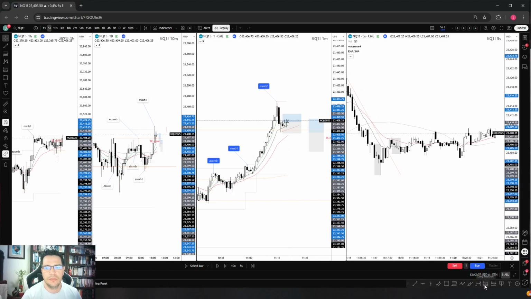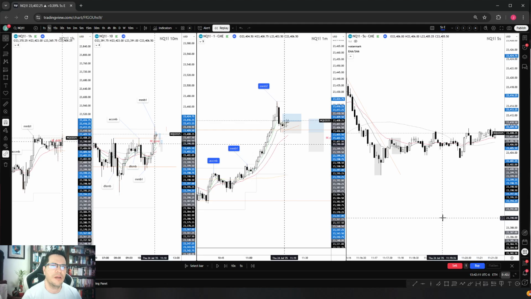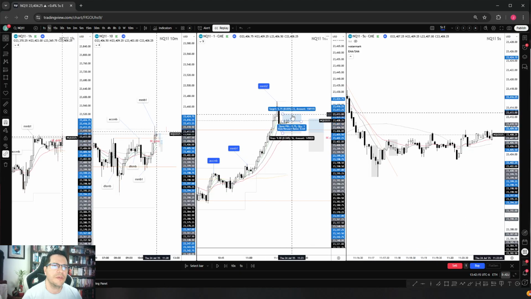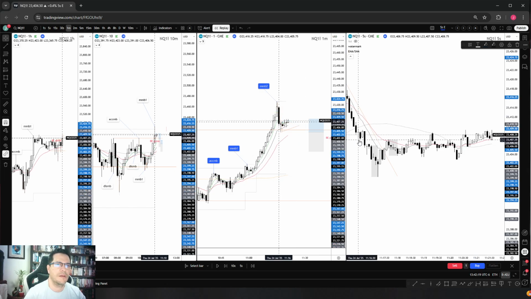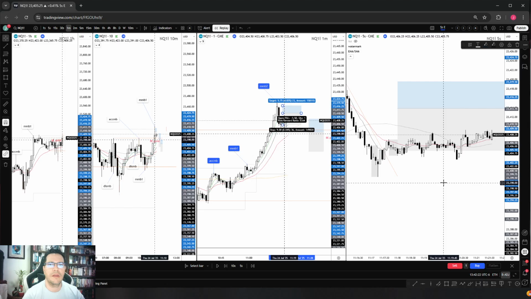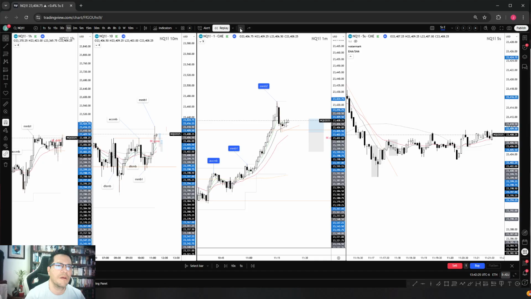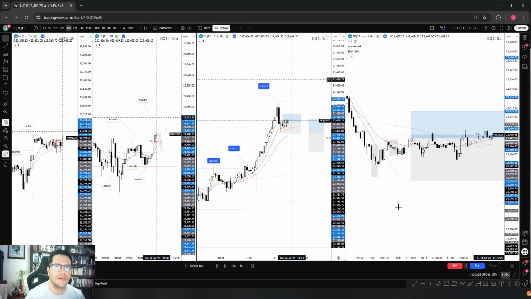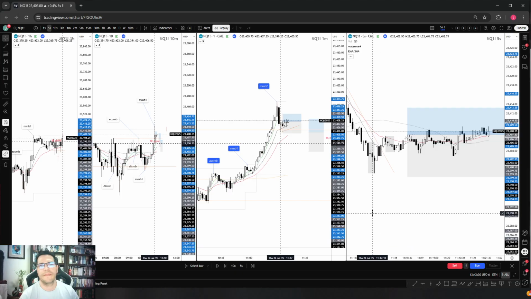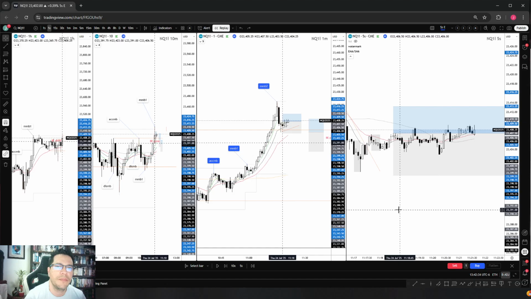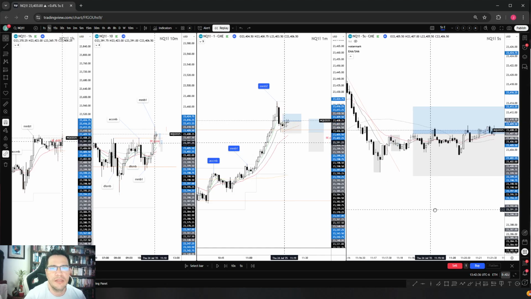So let me draw this. I'm not sure, I believe this was already drawn, but I'm not sure why. Ah, it's showing up here. Let's see. Okay, no, that's wrong. Okay, there it is. Yeah, I had it already drawn. I don't know why it wasn't showing up. This is the trade that I took.